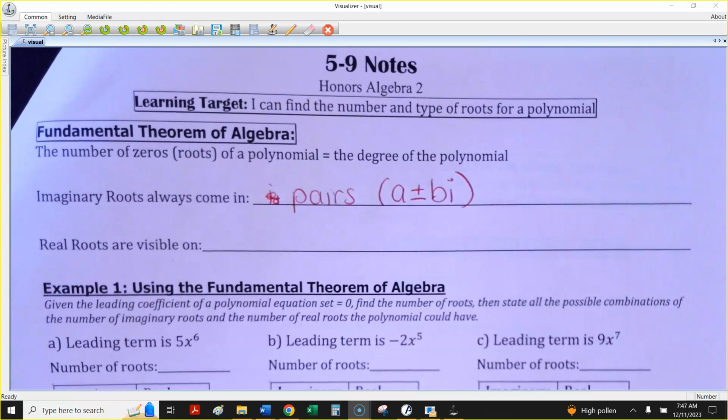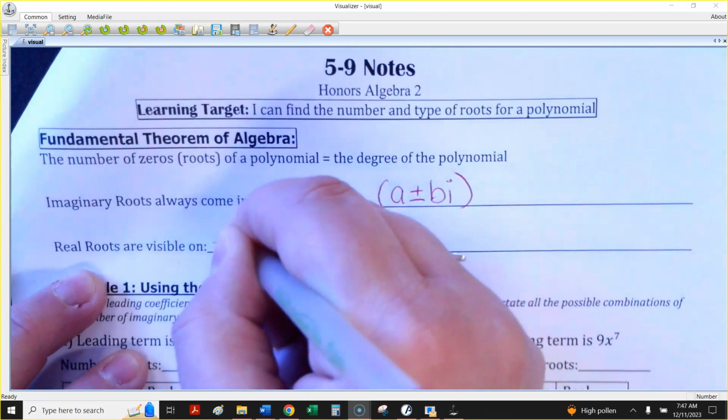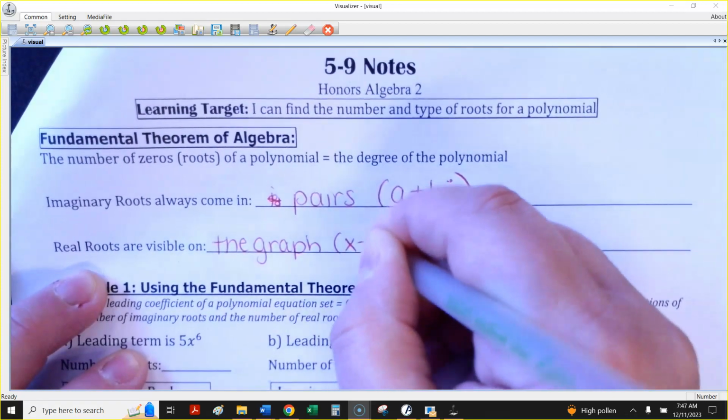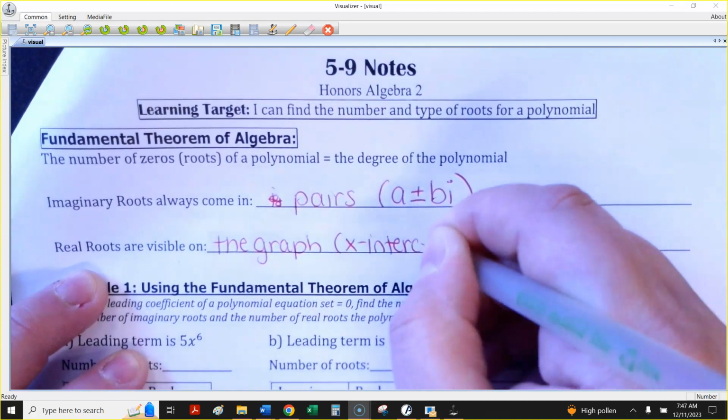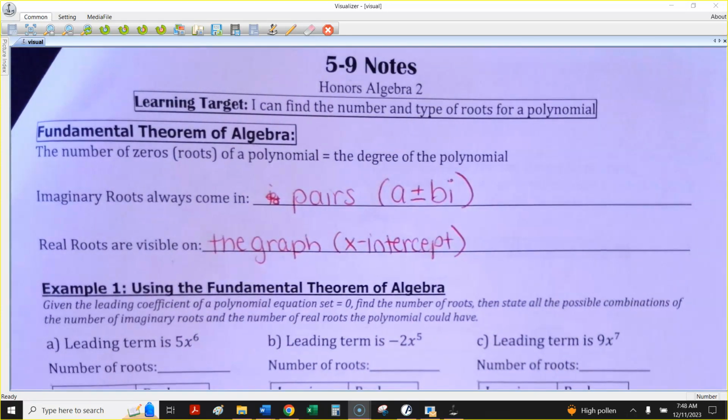Now, real roots don't have to come in pairs. They can be individual on their own. But if you have a real root, it's going to be visible on the graph. And a real root on a graph is just going to be an x-intercept, so where the graph crosses or touches the x-axis. So imaginary you cannot see on a graph. Real you can see on the graph.